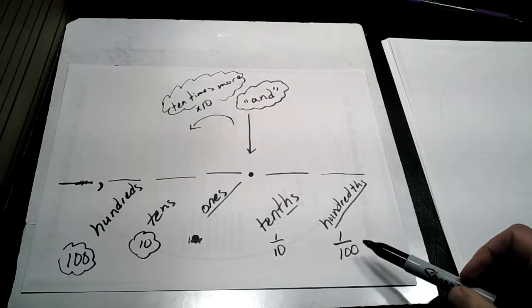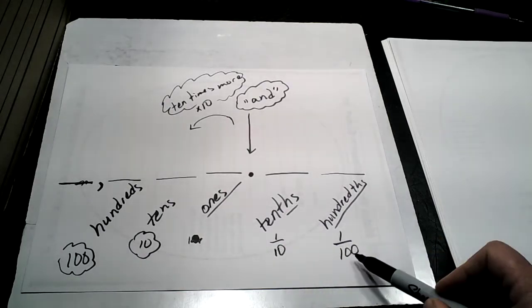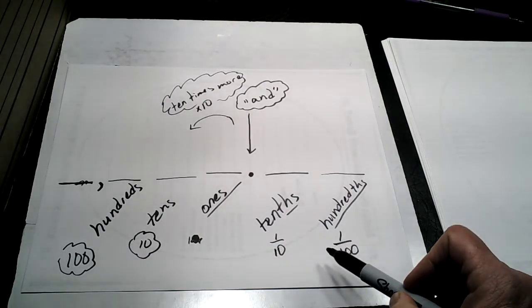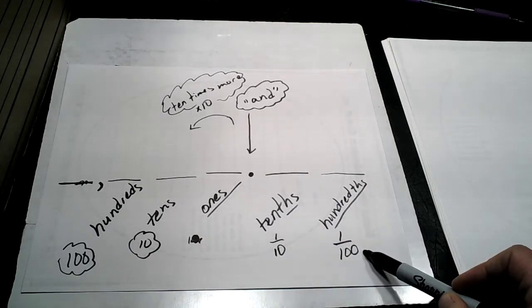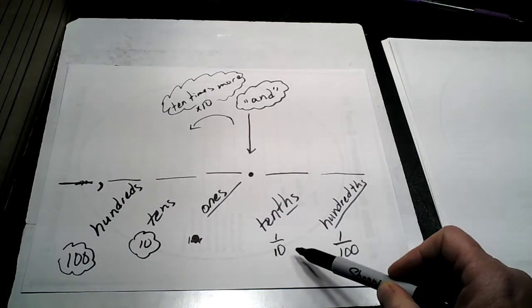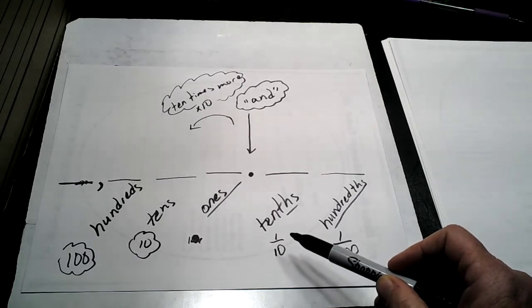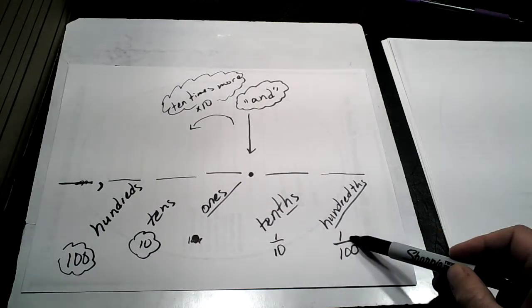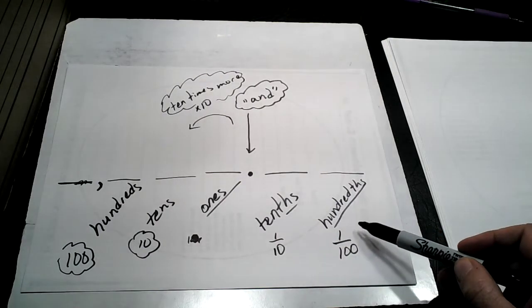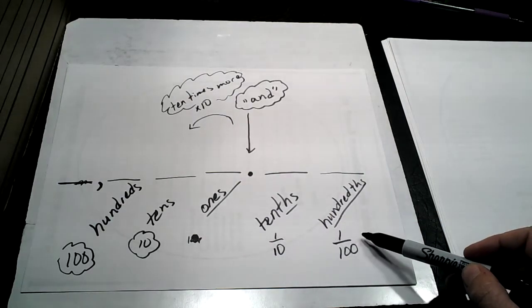Right now I want you to pause and think about what we know about tenths and hundredths and what we know about fractions in general. The denominator, the numerical value on the bottom of the fraction, tells us how many parts the whole has been split up into. And then the numerator, the number on the top, tells us how many parts we're representing. In this case, just the unit fraction, one of each.